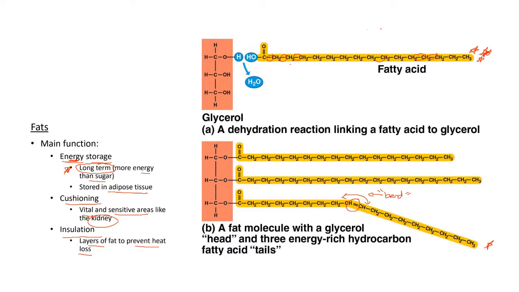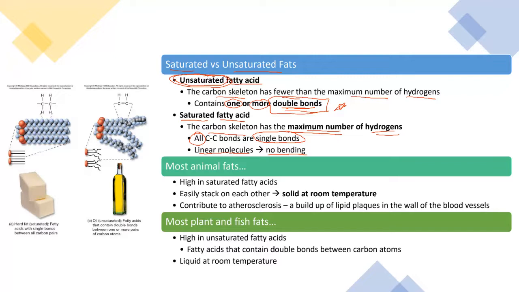What if you have other triglycerides that have this kind of formation, or this kind of fatty acids? They're not going to stack all the way in, right? There's going to be a couple of gaps, some spaces, and that makes a whole difference. So when we're talking about that, animal fats are high in saturated fatty acids, so they're easily stacked on each other. And because they can easily stack on each other, they're going to be solid at room temperature. For example, your butter, your manteca, right?